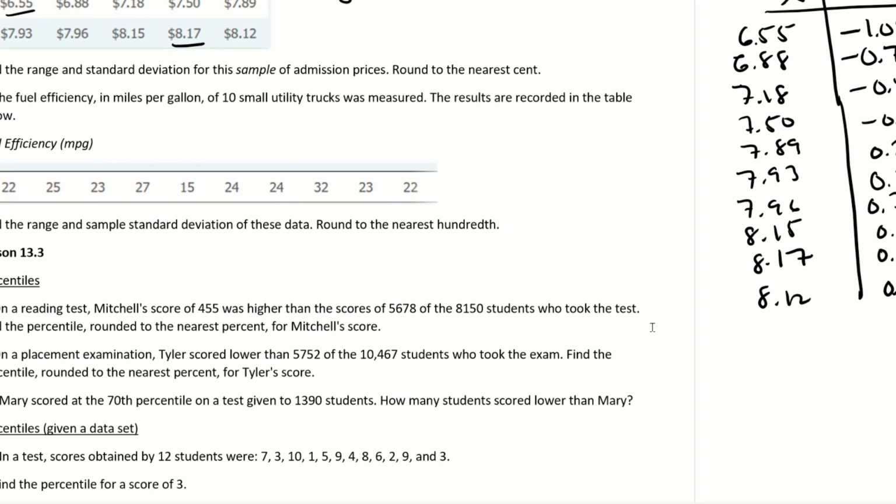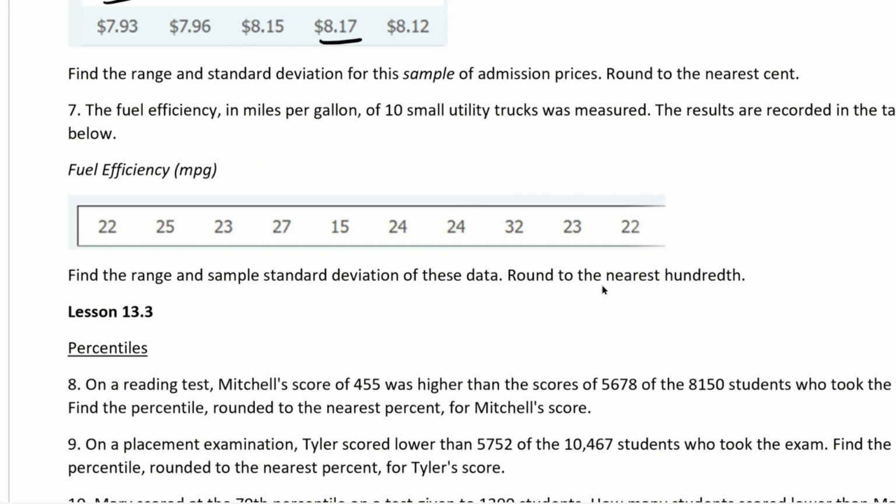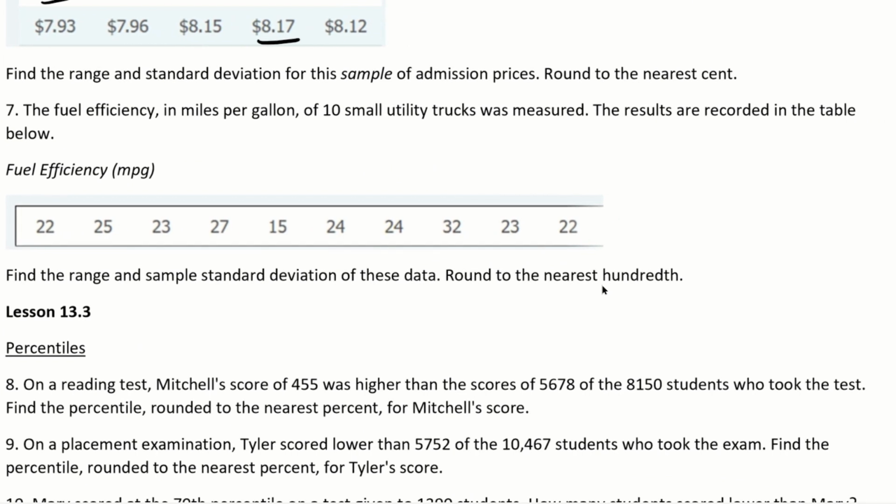Okay, all right, so now we're looking at number 7. I've cleared out some space so that we can continue working on number 7. All right, so number 7 says the fuel efficiency in miles per gallon of 10 small utility trucks was measured. So here it is, find the range and standard deviation.